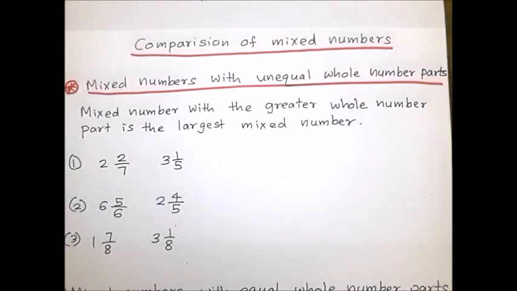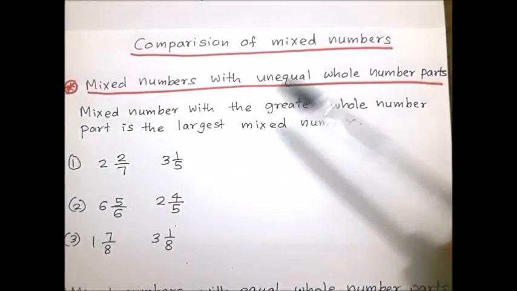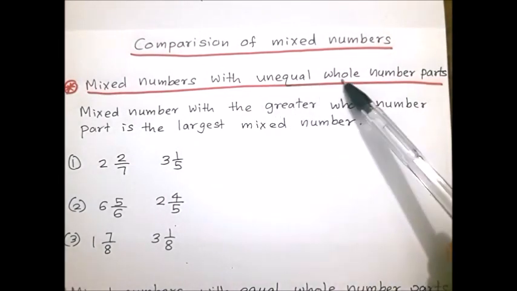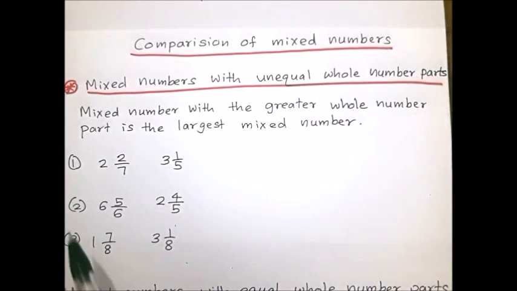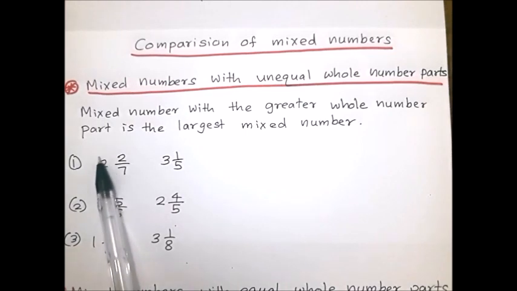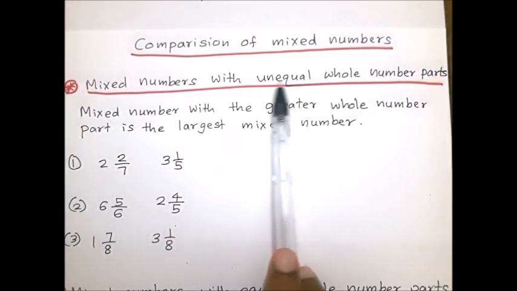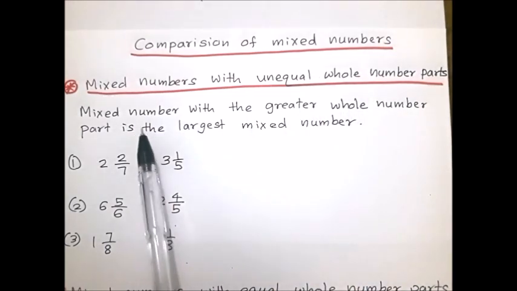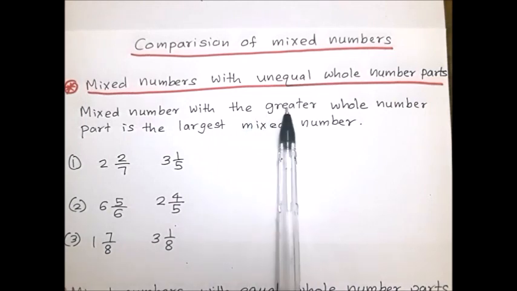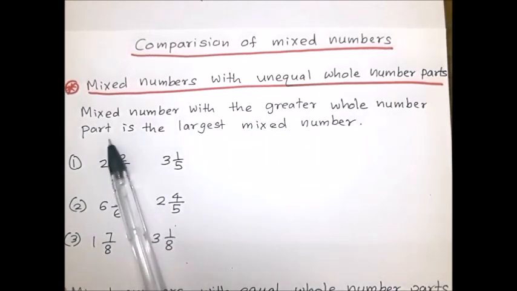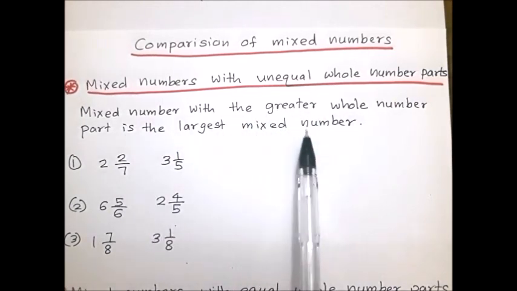Now I am going to teach you to compare mixed numbers. Here, mixed numbers with unequal whole number parts. Look at these examples. Here whole number is 2, here whole number is 3. Look at this instruction: the mixed number with the greater whole number part is the largest mixed number.